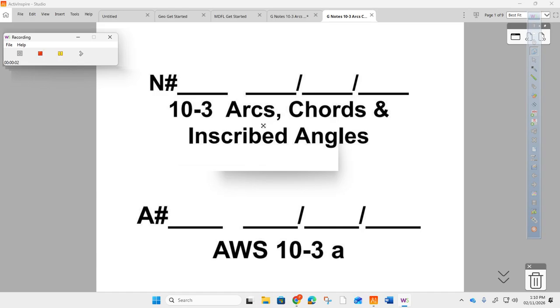Remember, an arc is just part of the circle, marked by two endpoints on the circle. Chords are segments, and both endpoints just have to be on the circle. Remember, the diameter is a special chord. Both endpoints are on the circle, but it goes through the center. An inscribed angle also has its vertex on the circle. All these angles always have their endpoints on the circle, but an inscribed angle also has its vertex on the circle.